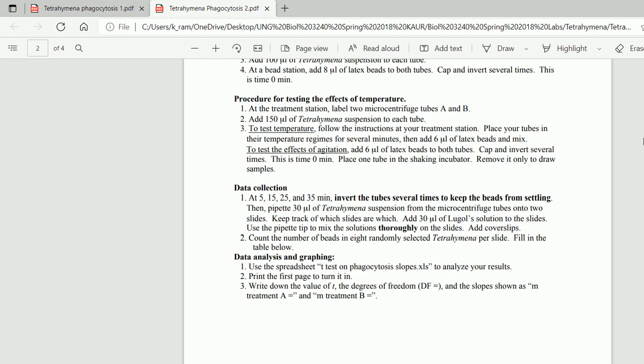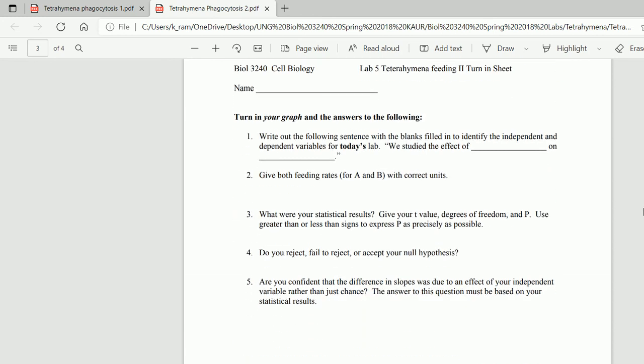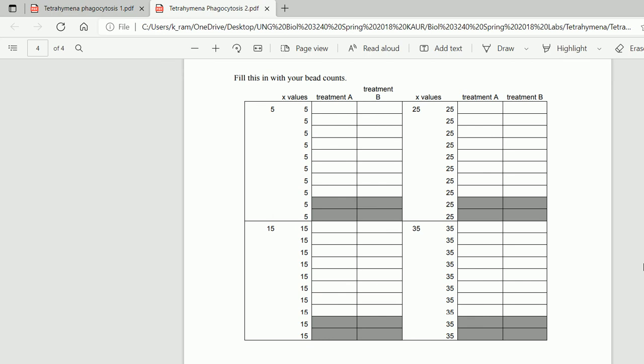Exactly the same. And here is your table where you have to write down your data. Whatever treatment you have chosen, you have to write down treatment A, treatment B. Suppose you have chosen caffeine, then treatment A is control, treatment B is your caffeine. If you have chosen temperature, maybe treatment A is ice and treatment B is your room temperature, and these are 5 minutes, 15 minutes, 25 and 35 minutes. Here you are going to write down how many vacuoles you have found. You have to count the vacuoles in at least 8 tetrahymena. So you're going to write down the data here.